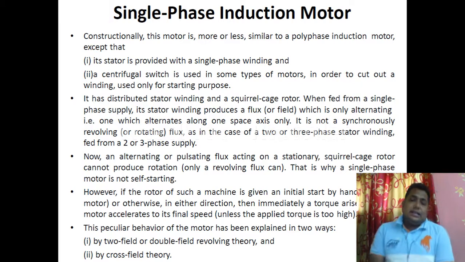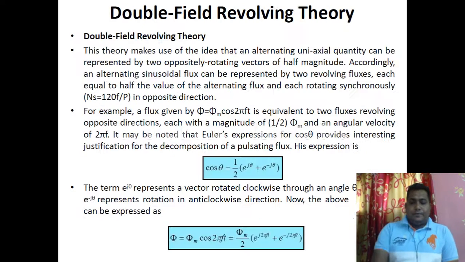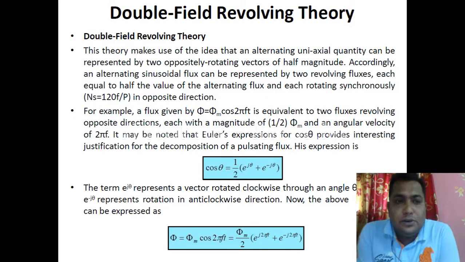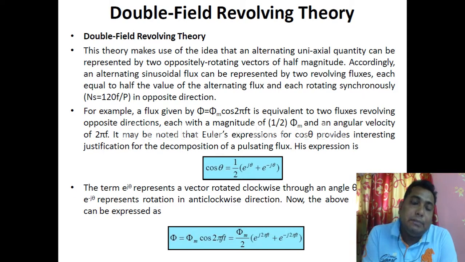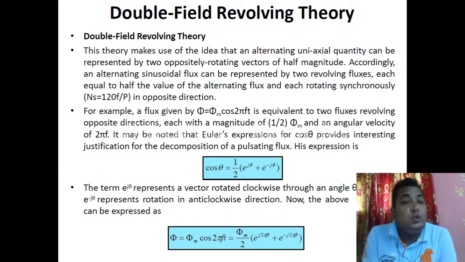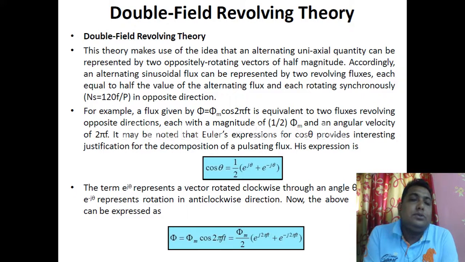So let us check what the double revolving field theory is. This theory makes use of the idea that an alternating uniaxial quantity can be represented by two oppositely rotating vectors of half magnitude. Accordingly, an alternating sinusoidal flux can be represented by two revolving fluxes, each equal to half of the value of the alternating flux, and each rotating synchronously in opposite directions.